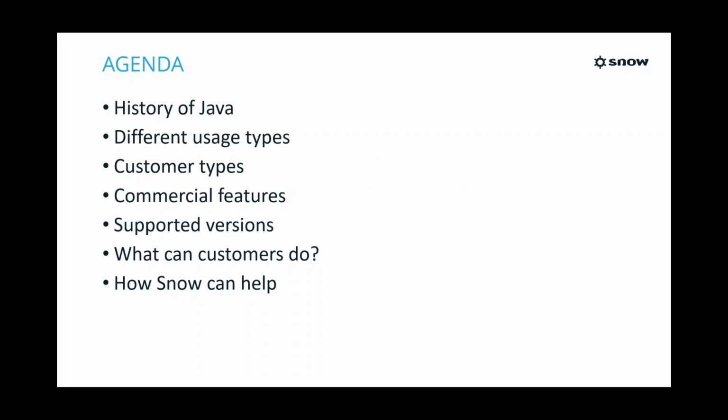So let's get started. This is the agenda, and these are the topics we'll cover today. To start, we'll take a look at how we arrived at this point in Java's history, how Oracle define usage and customer types, and how the commercial features also need to be considered when looking at Java usage. I'll then hand over to Chris, who will cover how support is changing and what customers should do to put them in the best possible position, and how we at Snow can help.